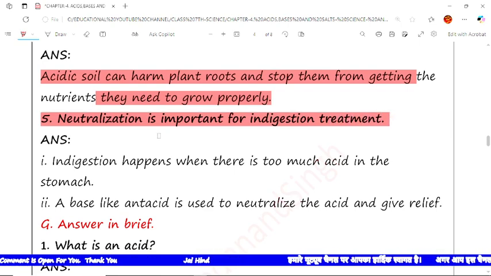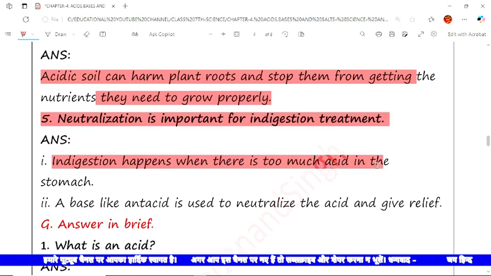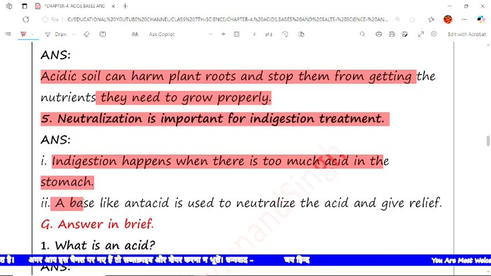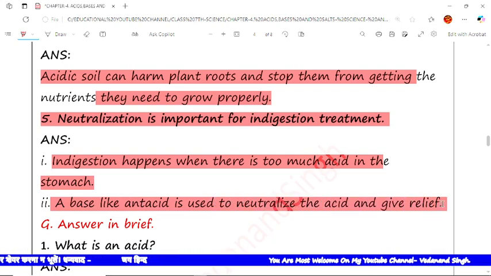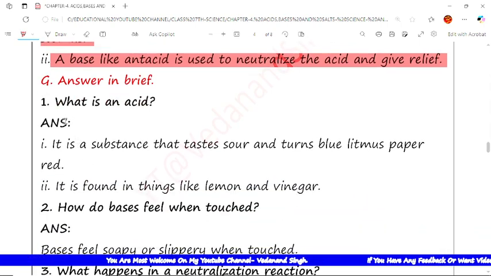And the fifth is: neutralization is important for indigestion treatment. The answer is indigestion happens when there is too much acid in the stomach. The second point is a base like an antacid is used to neutralize the acid and give relief. Now the G number question is: answer in brief. We have to write the answer in brief.